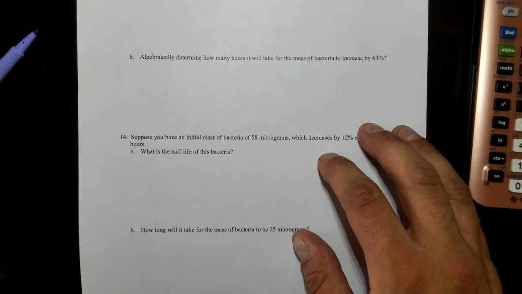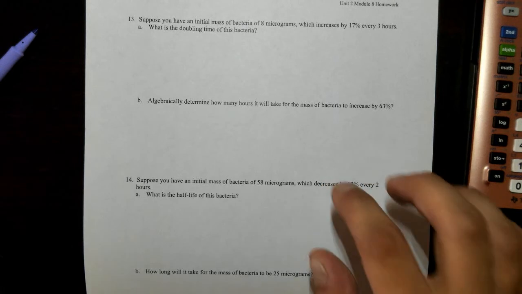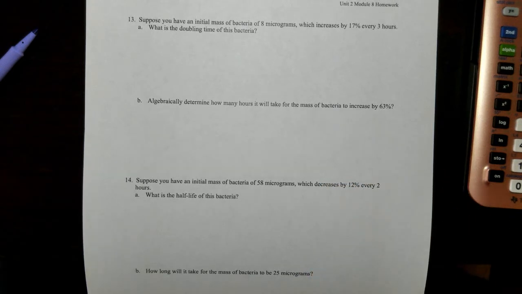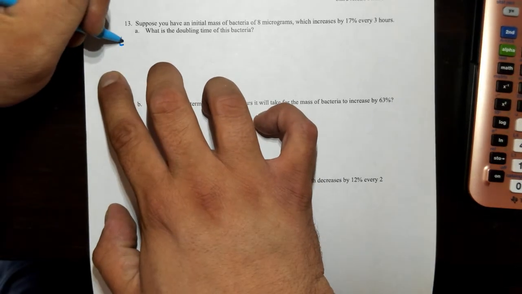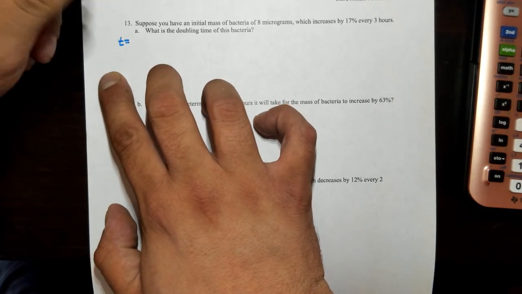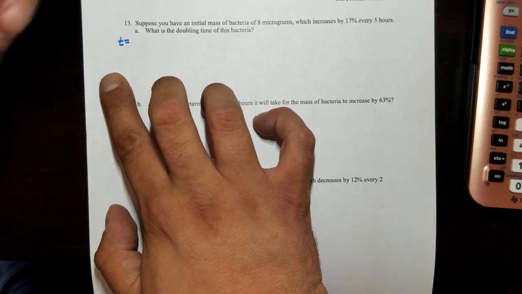Okay, so suppose you have an initial mass of bacteria of 8 micrograms, which increases by 17% every 3 hours. What is the doubling time of this bacteria? So let's see. Let's define my t here. So hours since initial mass.